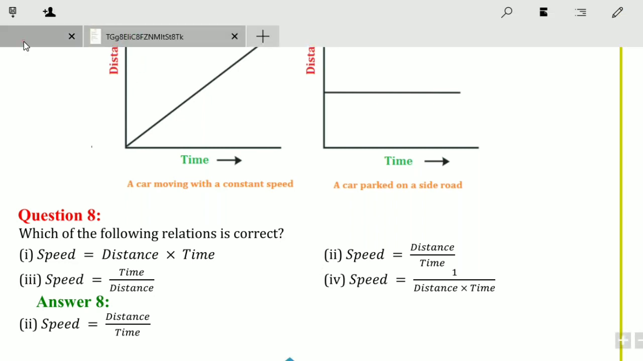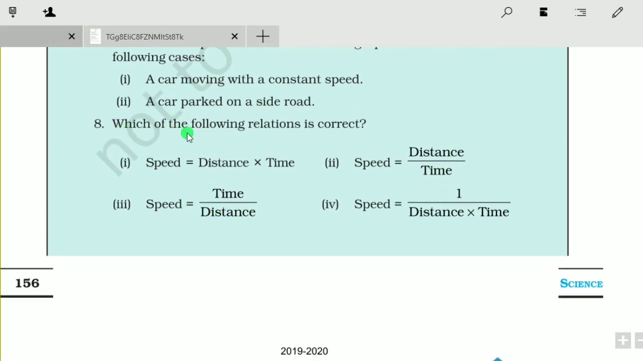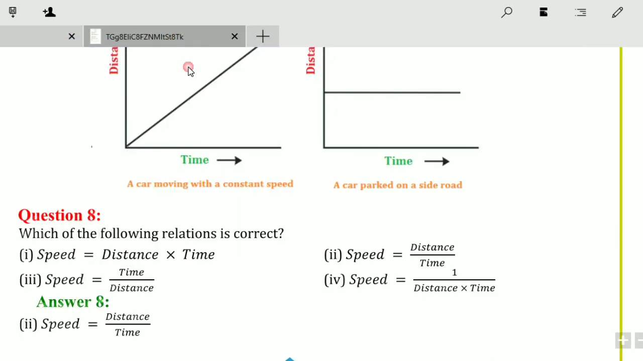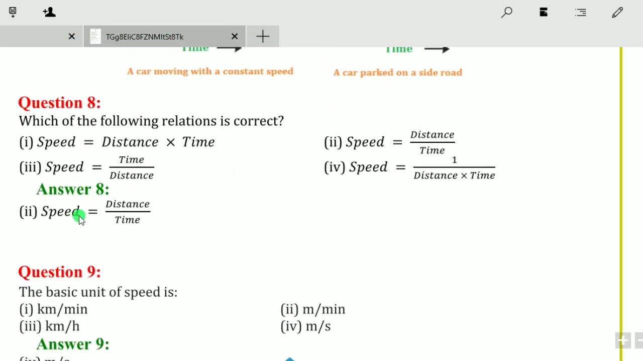Now go to question number 8. Which of the following relations is correct? Speed is equal to distance into time? No, it is incorrect. Speed is distance by time, it is correct. Speed is equal to time by distance? No. So the second option will be the answer: speed is equal to distance by time. You know that.